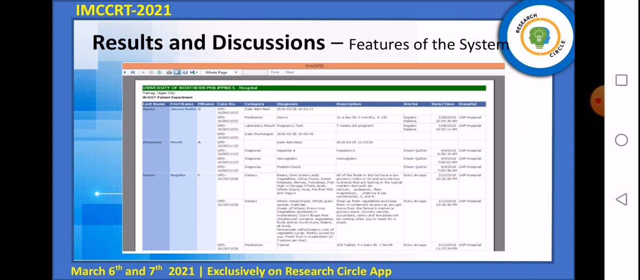So, this function of the system allows the users to create lists of outpatients within the university hospital. Thus, it contains the following: the patient's last name, first name, the case number, category. This is where it appears if the patient had gone through laboratory tests and medications. Also, the diagnosis, description per class, patient's doctor, and date and time.